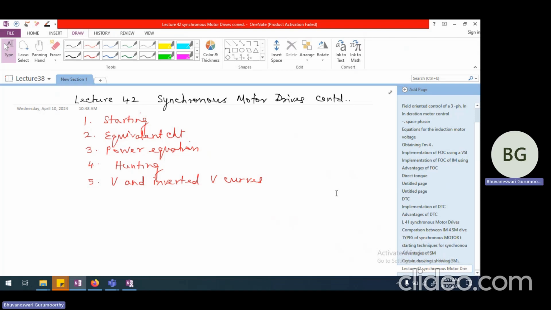Good morning. We are getting back to the lectures regarding synchronous motor drive. In the last class, I had said that we will look at starting, power angle equation, equivalent circuit, and hunting and inverted V curves in the next class. As per that, we are going to continue with the starting process of synchronous motor drive.